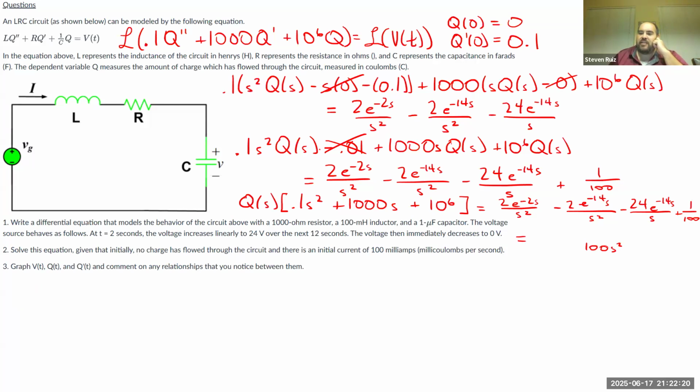So if I give everything a denominator of 100s squared, then my first term becomes 200 e to the negative 2s. My next term becomes minus 200 e to the negative 14s. This next one becomes minus 2400 s e to the negative 14s plus s squared.